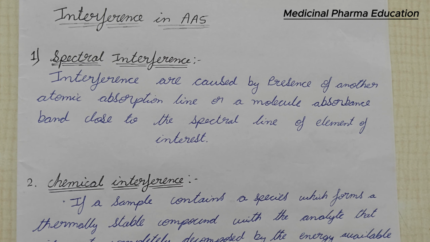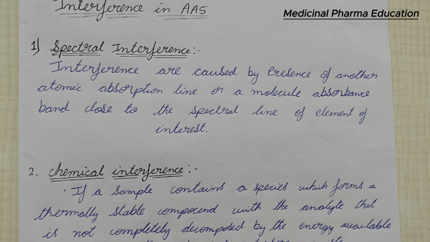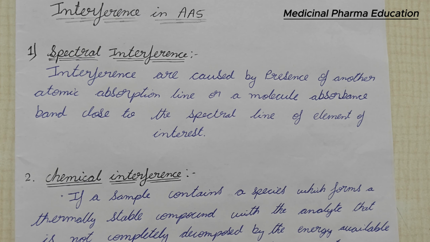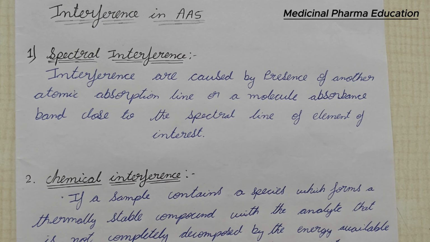Okay guys, let me start the topic. We have already studied interference. There are mainly three types: spectral, chemical, and ionization. But in atomic absorption spectroscopy, we have one more interference, that is called matrix. We will go through each one by one, and we will start with the spectral interference.